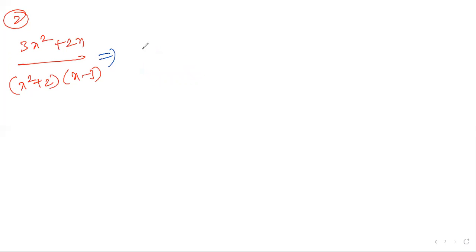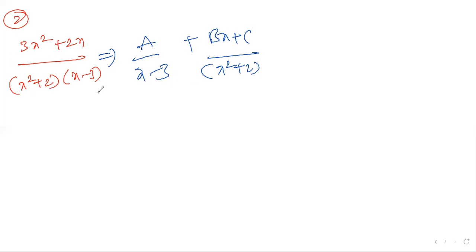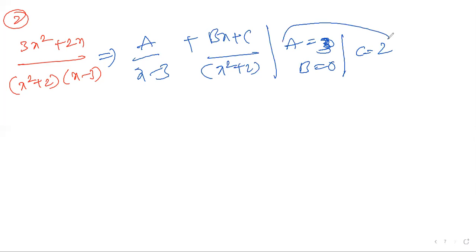So next, here a by x minus 3. For your convenience, I'm writing bx plus c by x square plus 2. This is what I'm writing over here. Then after this, I don't want to solve all these things. You know how to solve all these things. I'm writing just the answers directly. After that, you can look into the matter. The value of a is equal to 0. Then the value of b, I'm writing, a is equal to 3. Sorry, a is equal to 3, and b is equal to 0, and the value of c is equal to 2. These are the values you are going to get.